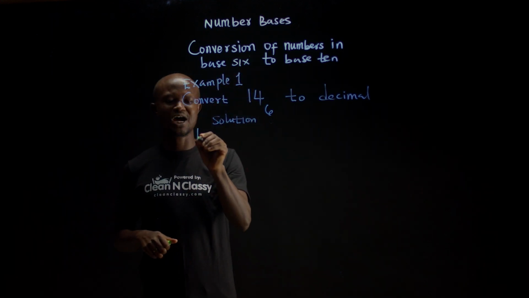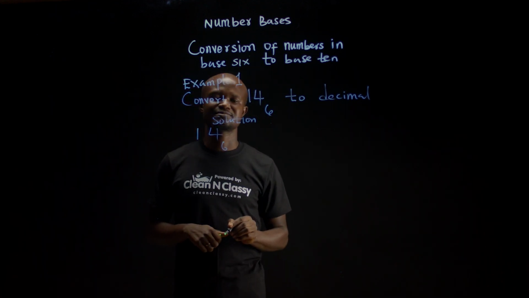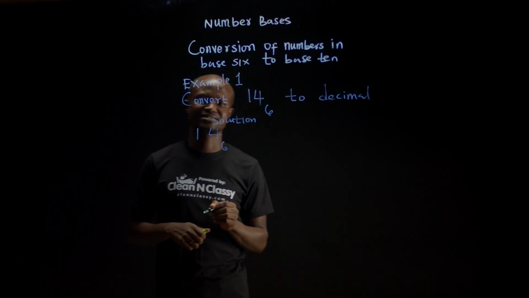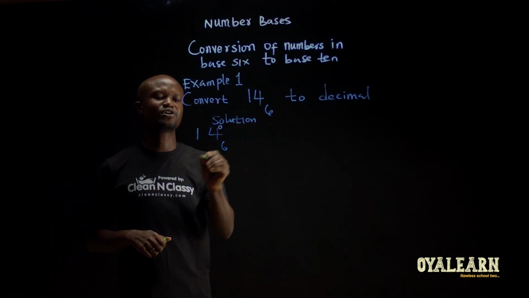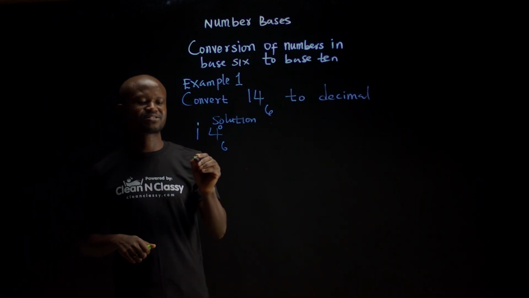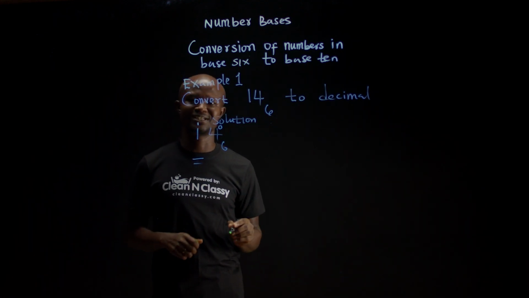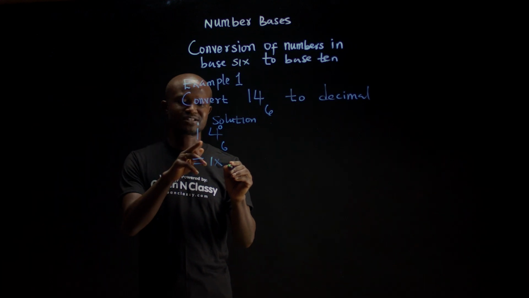Now we have 14 base 6. Still the same process. The next thing is to assign your values. We have 0, then we have 1. So in this case, we write out the expanding form. That's the next step. Now, 1 times what?